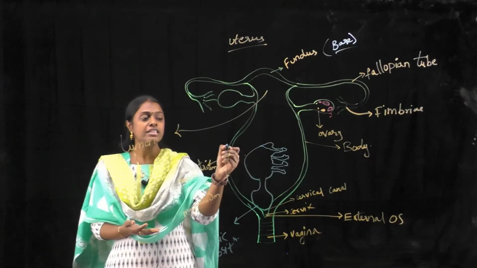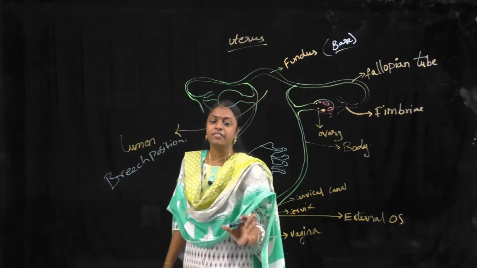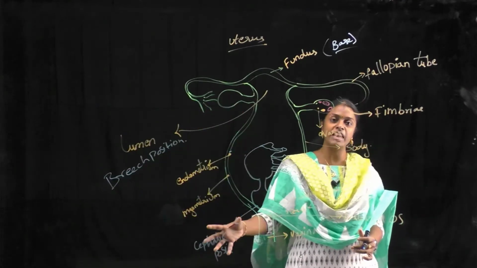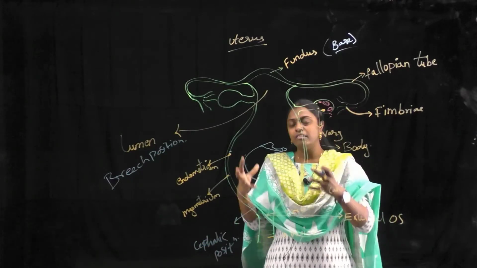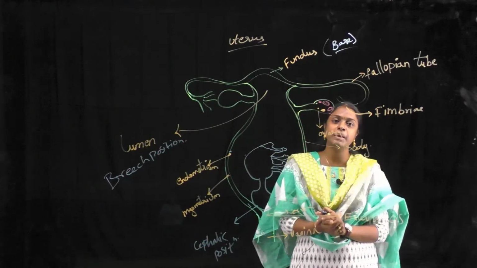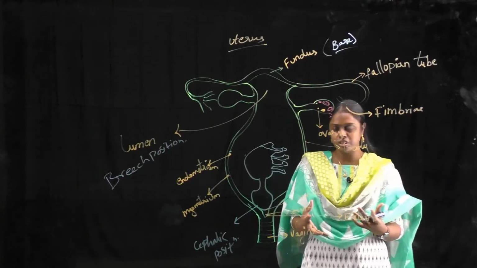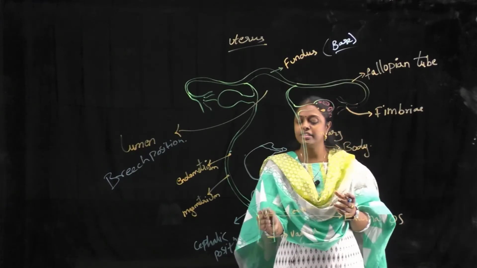So that's called breech position. So let's see the cephalic position. When the baby is in cephalic position, as the baby is growing, the uterus won't be sufficient for the baby, so it will try to come outside. Baby will push this cervix.